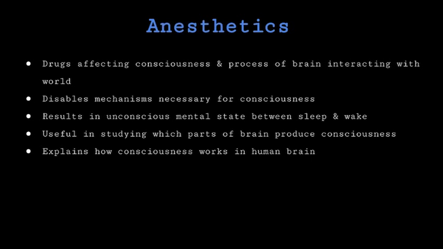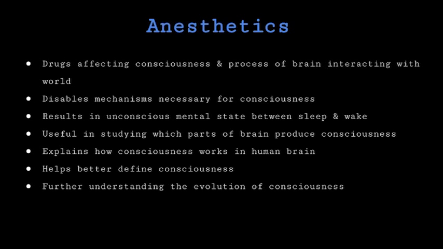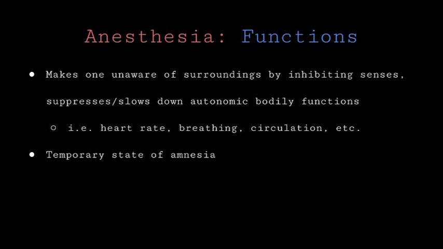Understanding what anesthesia is and how it works is key to uncovering the stigma surrounding consciousness. It can begin to explain how consciousness works in the human brain, help us better define consciousness, and further understand the evolution of consciousness. Most people know the general physical effects of anesthesia on the human body. Anesthesia makes you unaware of your surroundings through sensory inhibition and suppresses or slows down autonomic bodily functions, such as heart rate, breathing, and circulation. Most significantly, it places you in a temporary state of amnesia.